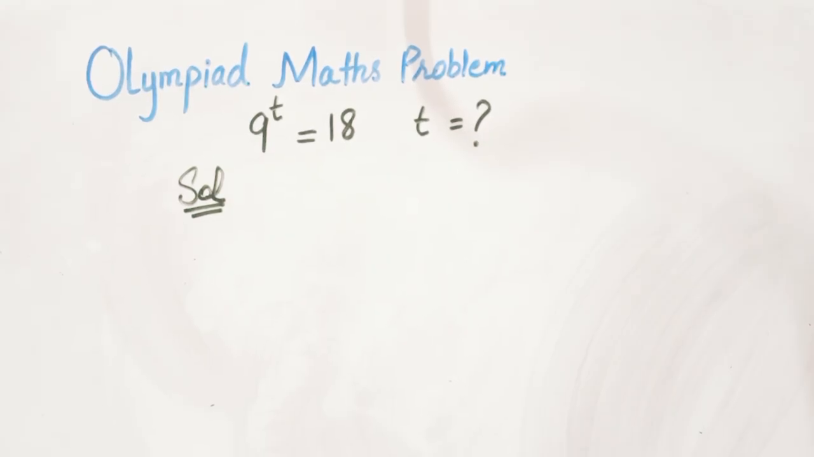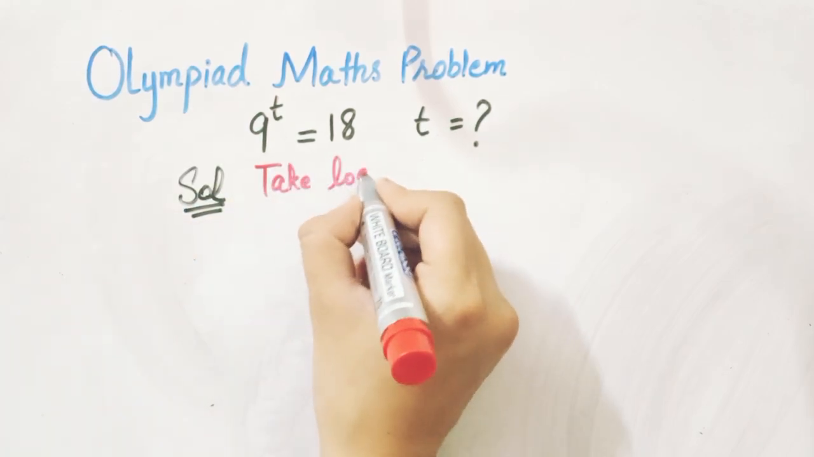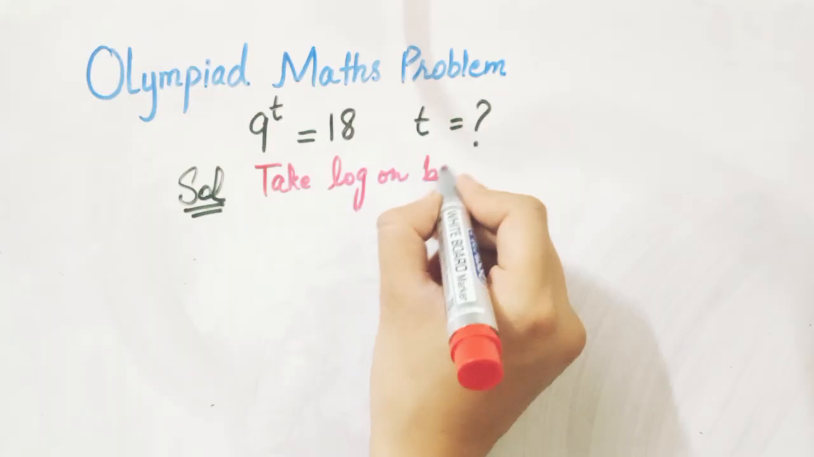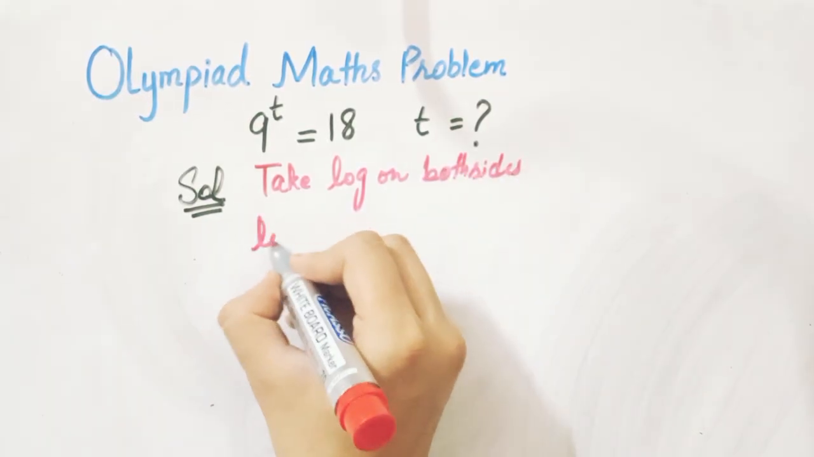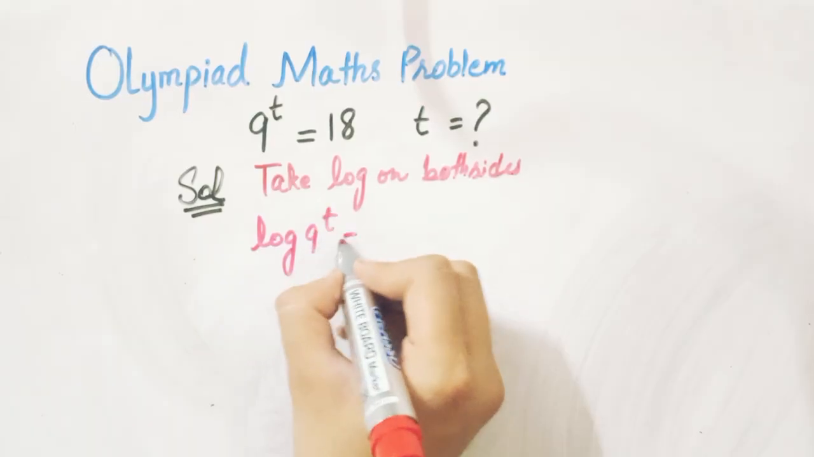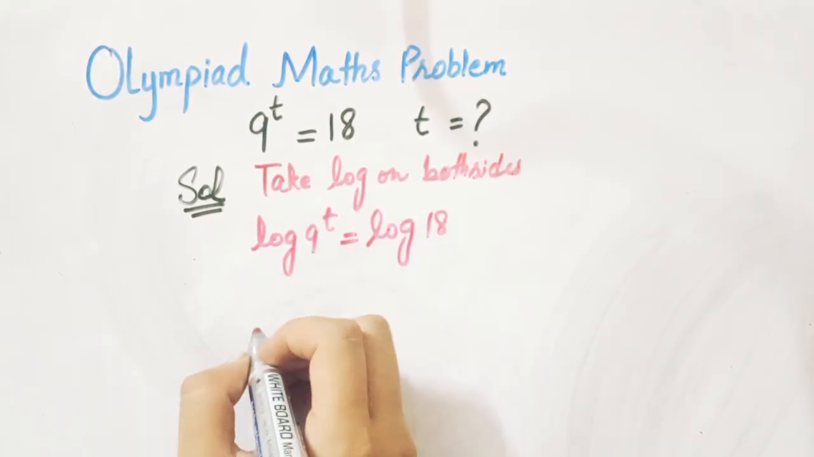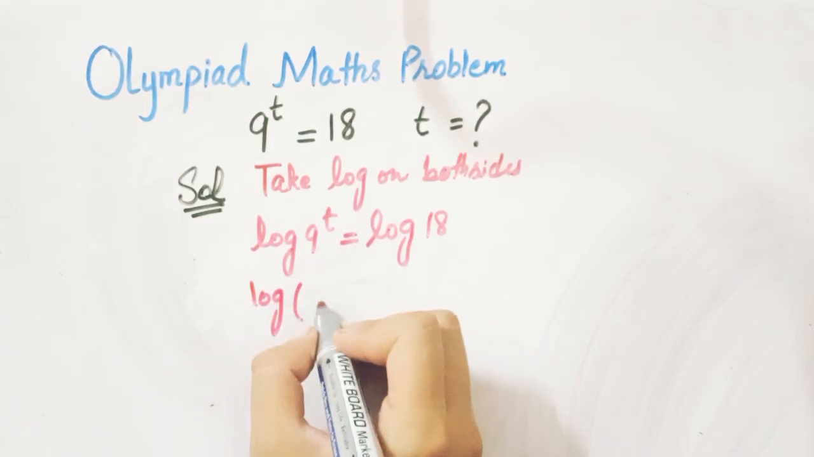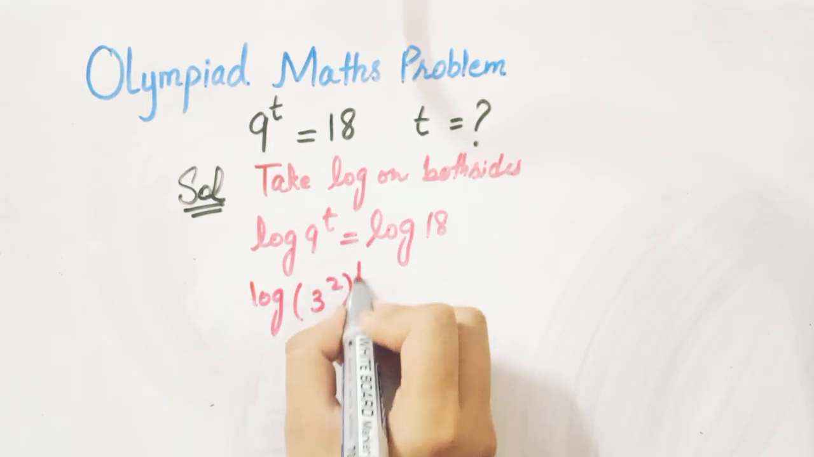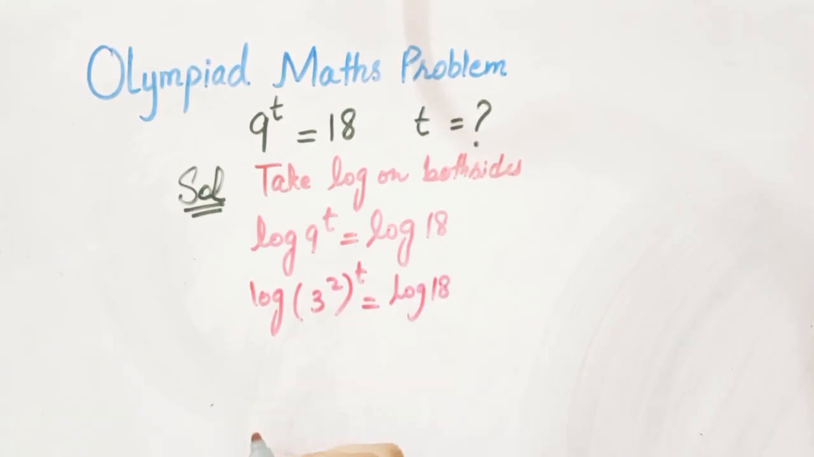That means we will take log on both sides. So log of 9 raised to power t equals log of 18. Power comes to the front, and 9 can be written as 3 squared. Its power is t, equals log of 18.